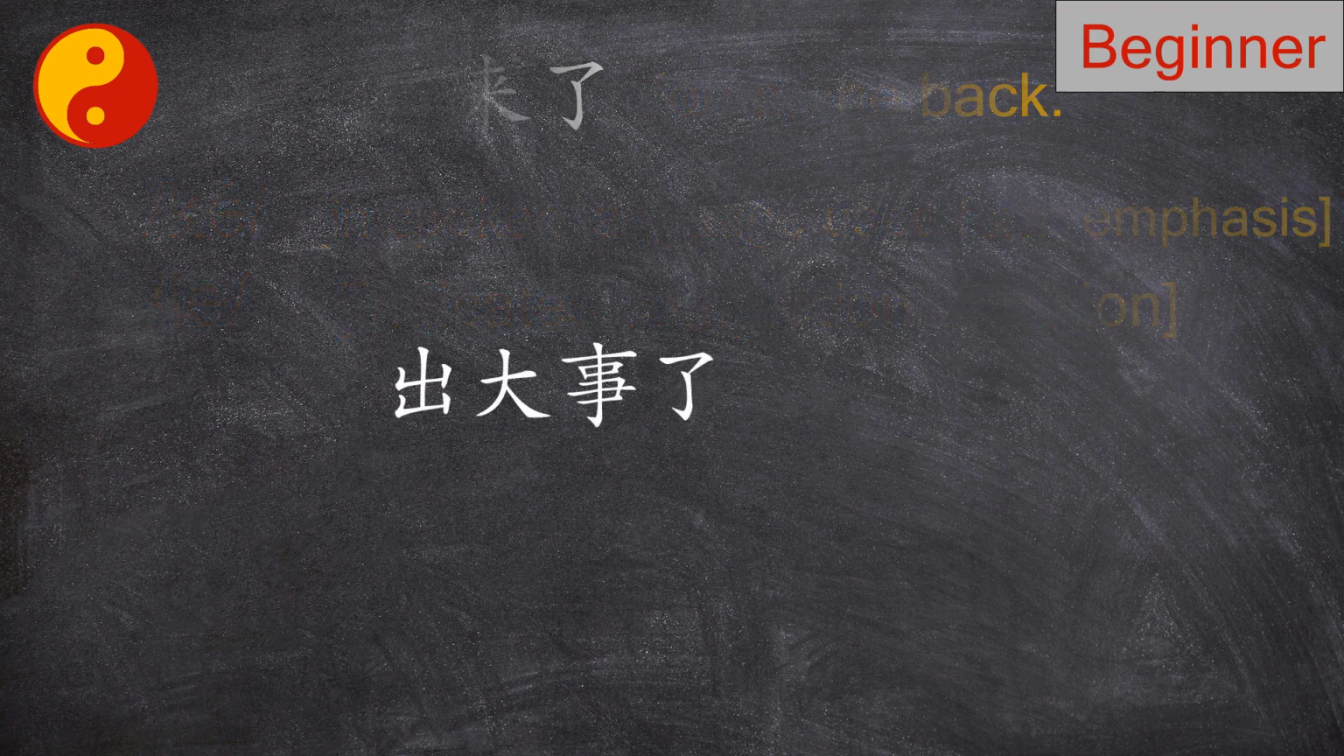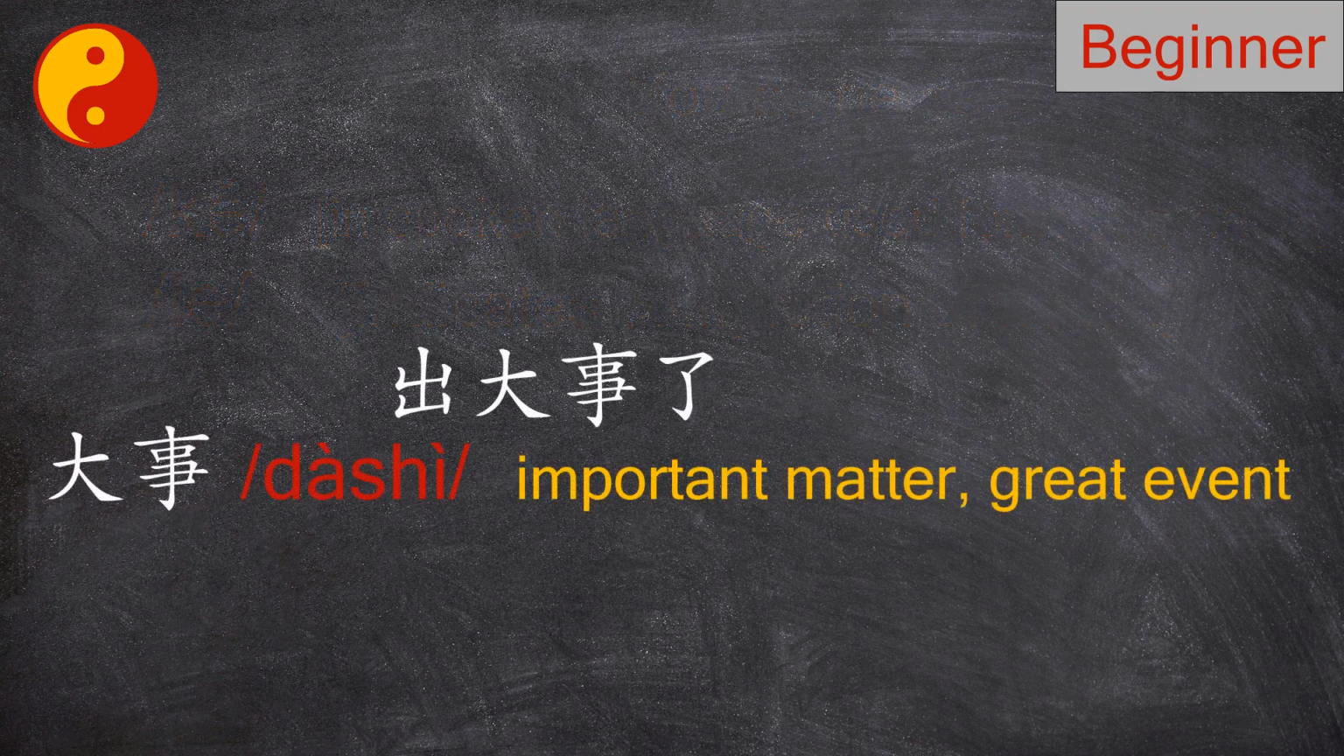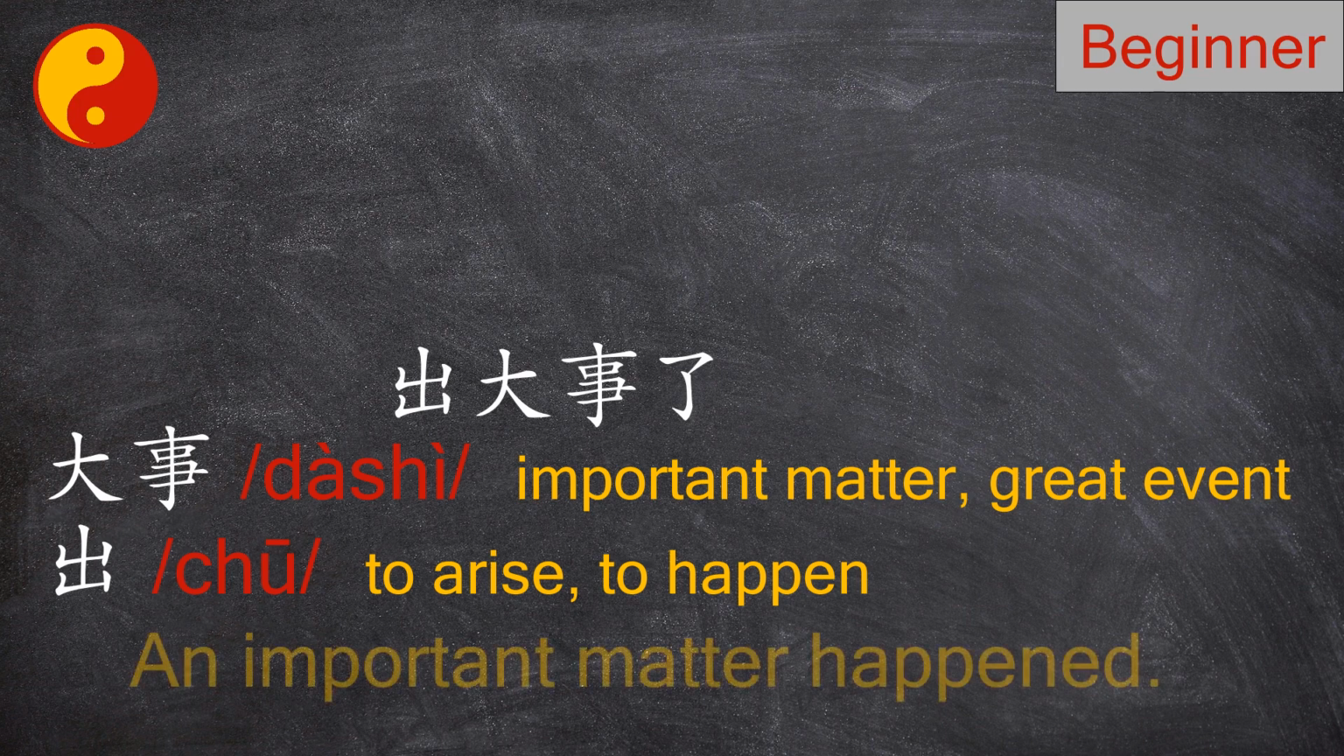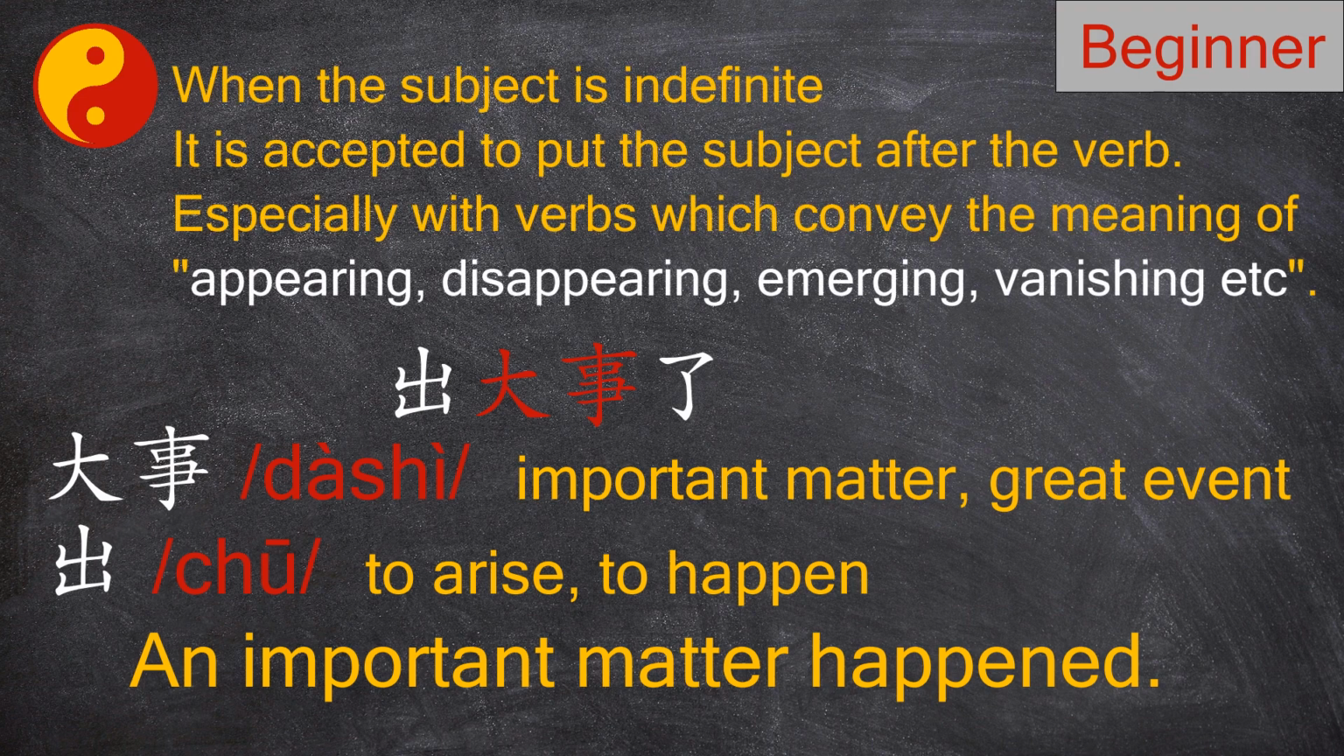出大事了. 大事 means important matter, great event. 出 here it means to arise, to happen. 出大事了 means an important matter happened. 大事 meaning important matter is the subject of this sentence. As you can see in this sentence, the subject has come after the verb. The note to remember: when the subject is indefinite, it is accepted to put the subject after the verb, especially with verbs which convey the meaning of appearing, disappearing, emerging, vanishing, etc.